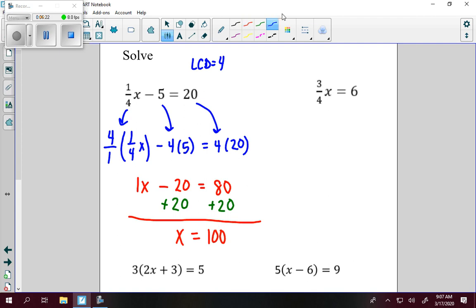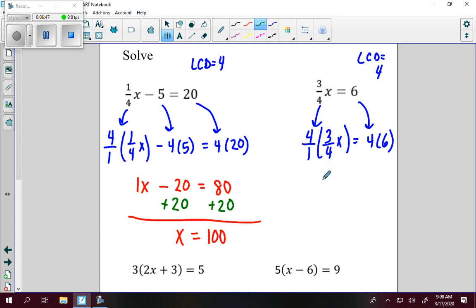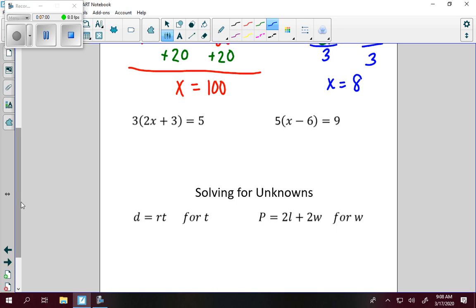On this next one, I also have the same LCD, which is 4. So I'm going to multiply this by 4, but it's a fraction. So I'm going to multiply it by a fraction as well. And I'm going to multiply this by 4. Whatever I do to one term, I have to do to every term. When I multiply this, I could either cancel my 4's, or I can say 4 times 3 is 12 over 4. Either way, I have 3x equals 24. And to get x by itself, I have to divide by 3, and x equals 8. We already did this in Unit 1, so this is just a recap for Unit 4.